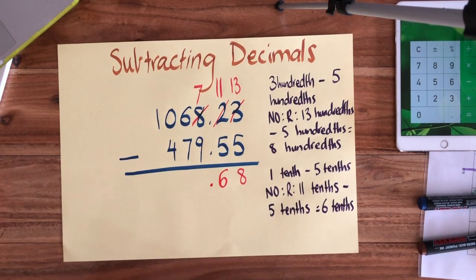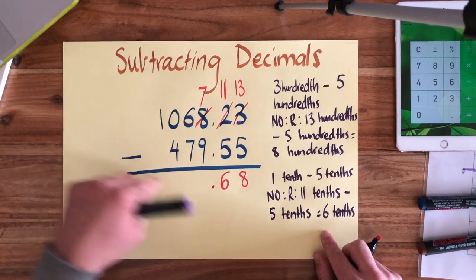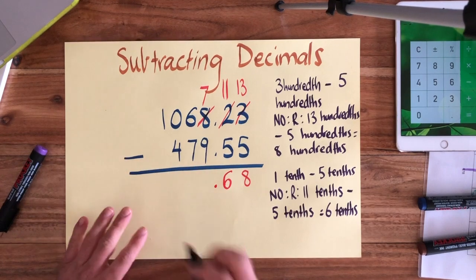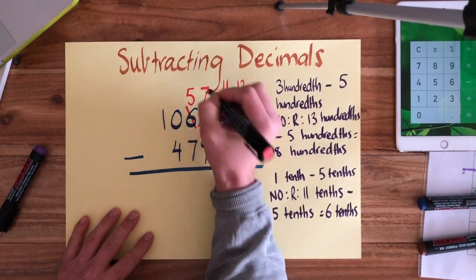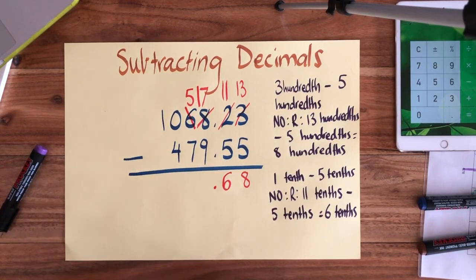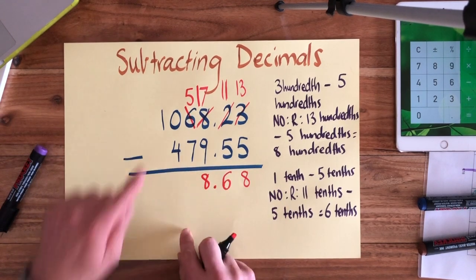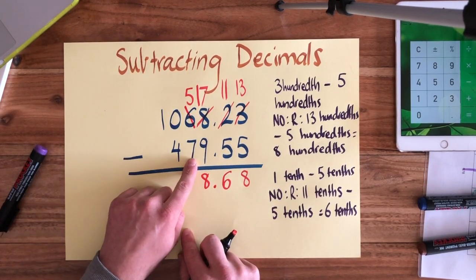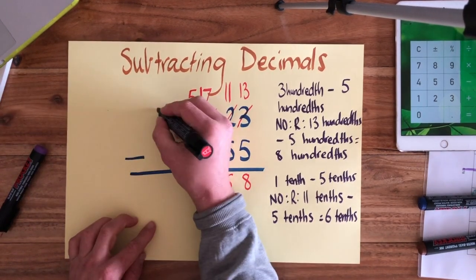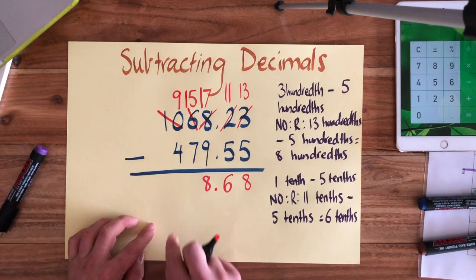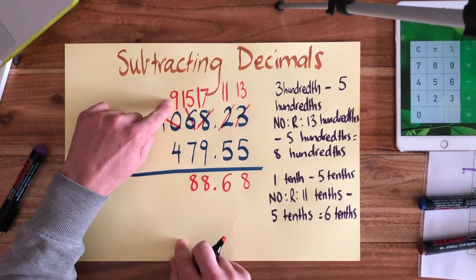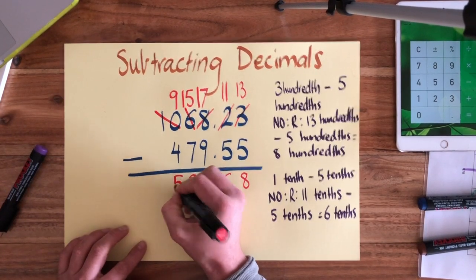Put my decimal point. Now at this point I'm not doing my thinking tracks because you should know how to do this. So 7 ones take away 9 ones, I can't do. I rename one ten, 5 tens and 17 ones. So 17 ones take away 9 ones is 8 ones. 5 tens take away 7 tens, can I do it? No. So I need to rename one hundred. I've got 10 hundredths. So I've now got 9 hundredths and 15 tens. 15 tens take away 7 tens is 8 tens. 9 hundredths take away 4 hundredths is 5 hundredths.